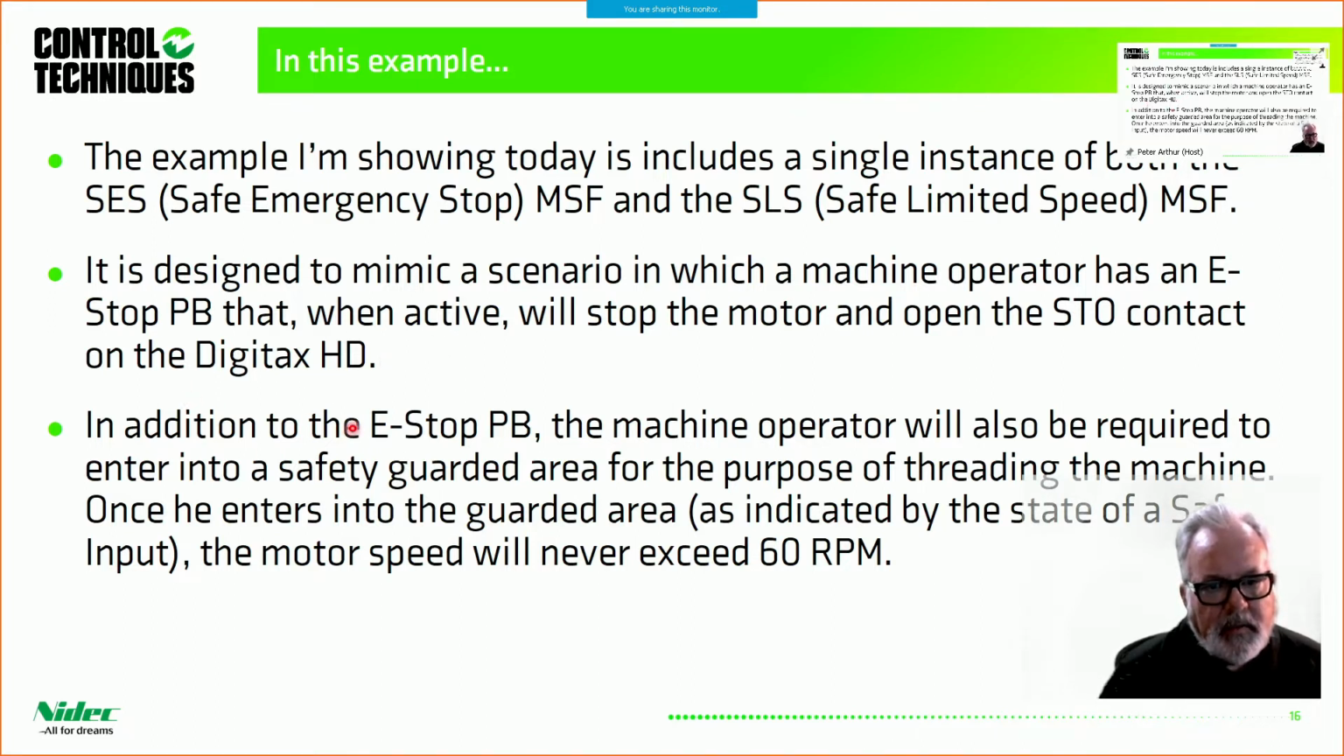In addition to the e-stop push button, the machine operator will also be required to enter into a safety guarded area. So you can envision a web of some sort for the purpose of threading the machine, right? So in that scenario, once he enters into the guarded area, as indicated by the state of a safe input, the motor speed will never be allowed to exceed 60 RPM in my example. And I'll show you how that works.